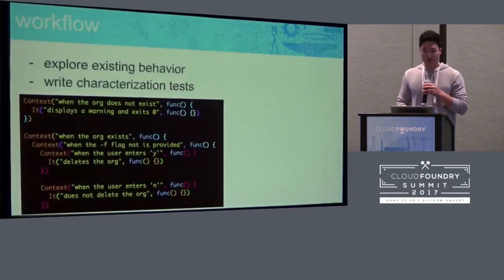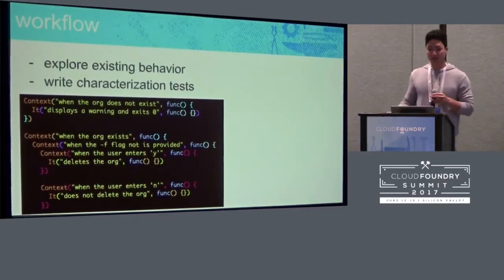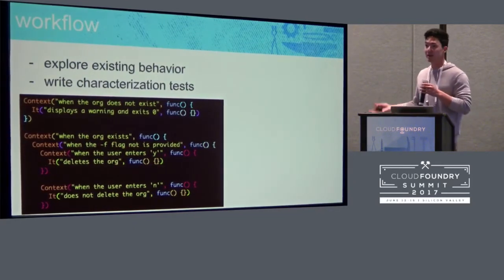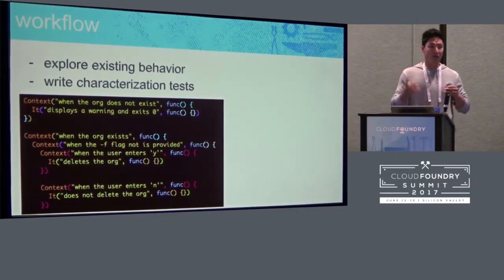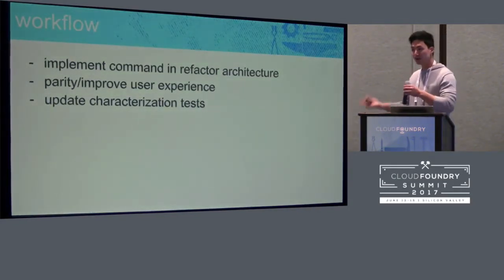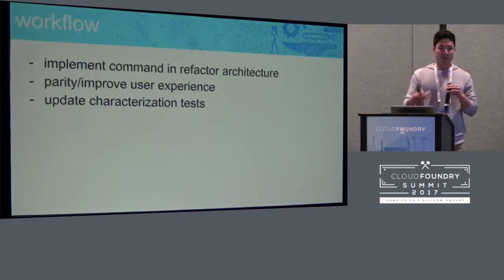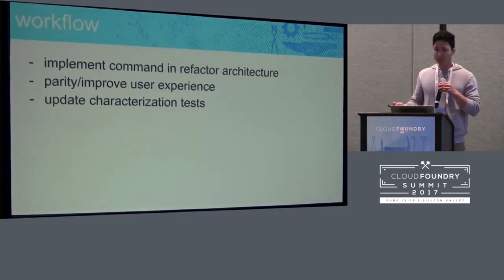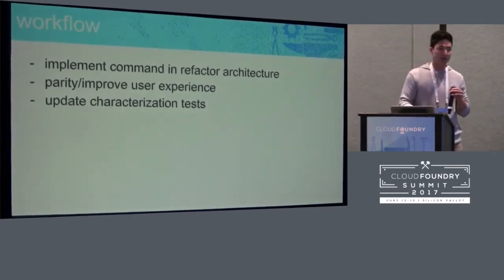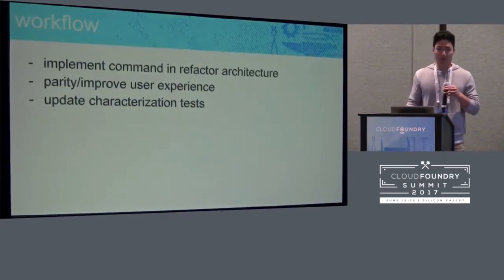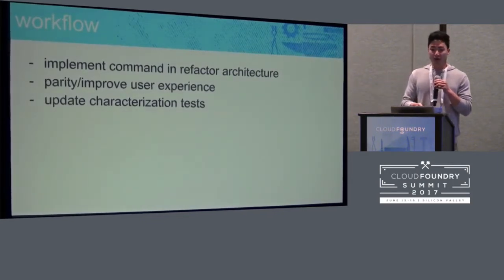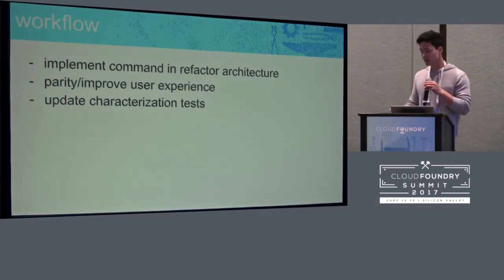All right, so now I want to go a little more into the actual workflow for refactoring a command. We start off by exploring the existing behaviors around the existing command, and we write characterization tests. And as you can see from these tests, it very clearly specs out what the command is doing. This is our way of documenting what the expected behavior is. Then we go about actually implementing the command in our refactor code base, with the goal of parroting or improving the existing user experience. And this is when we add things like better error messages, when we make things faster by making the backend more efficient, when we make things more consistent in terms of what we display back to the end user. And then at the end of the coding phase, we update the characterization test to reflect these improvements that we made.